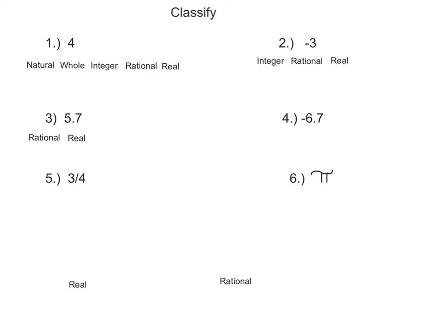So number 4, we've got negative 6.7. Now, some people might classify that as an integer. Why is it not an integer? Because it is a decimal. It is a rational number. The reason that it's rational and not an integer is because of that decimal. So sometimes that throws people off. But go by the rule, if it's a decimal, it cannot be a natural, whole, or integer number. So negative 6.7 is rational and all numbers are real.